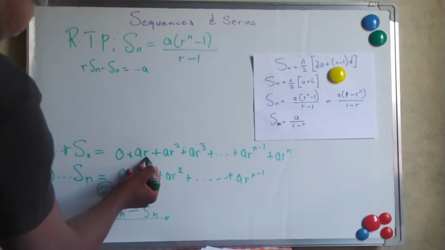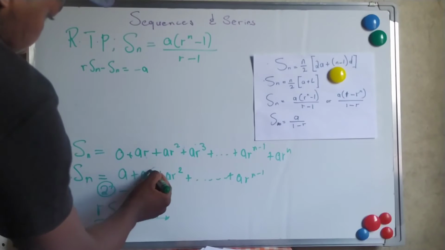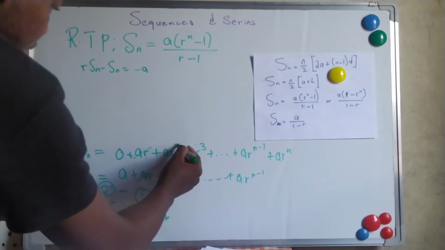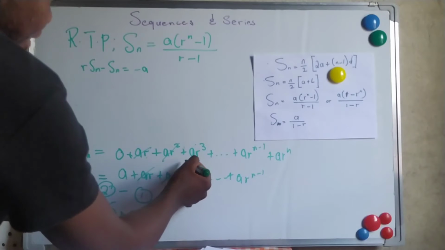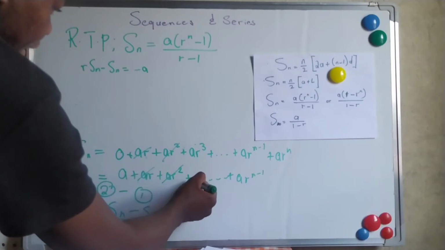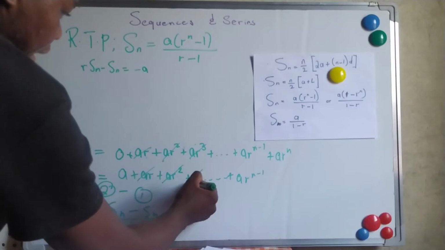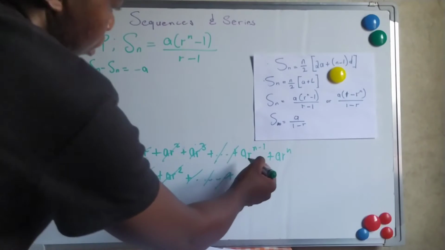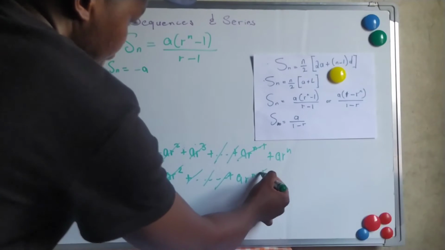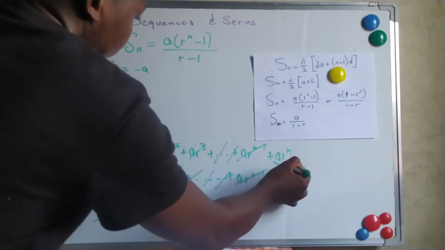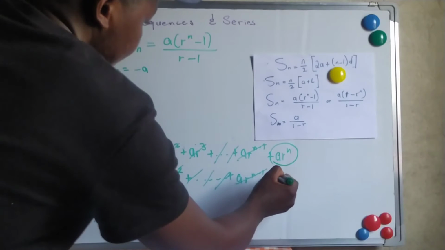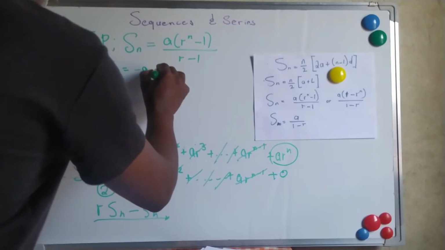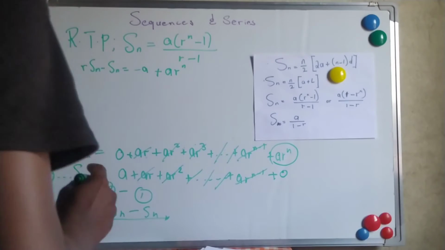Then here you'll have ar minus ar, which is equal to 0. You have ar squared minus ar squared, which also cancels. If you were to have ar cubed here, this would cancel with a term here. Every term would cancel up until you get to the last one, which cancels with the last term for Sn. Then you are left with plus ar to the exponent n.